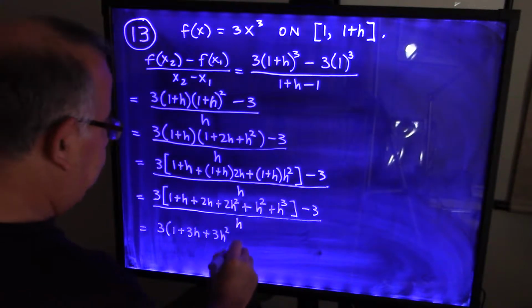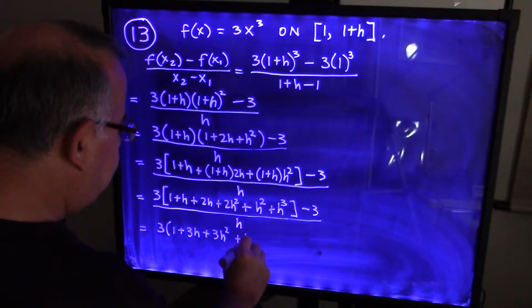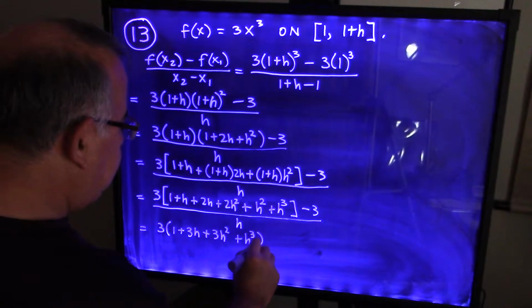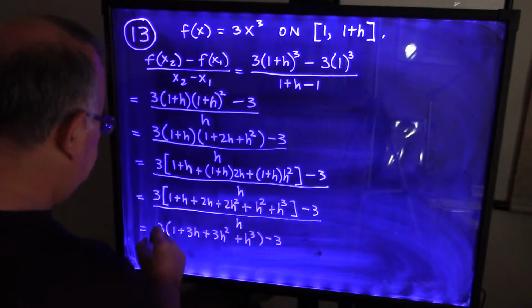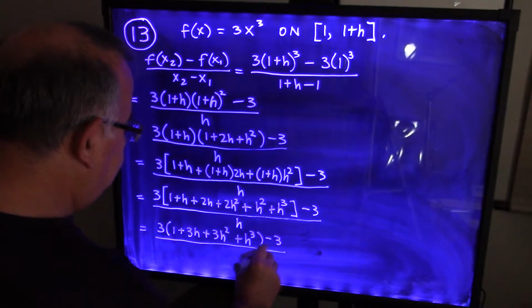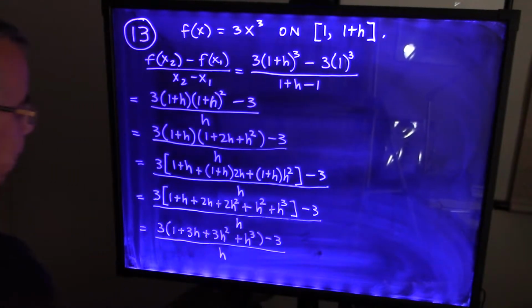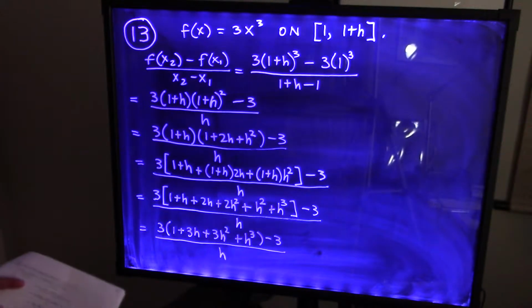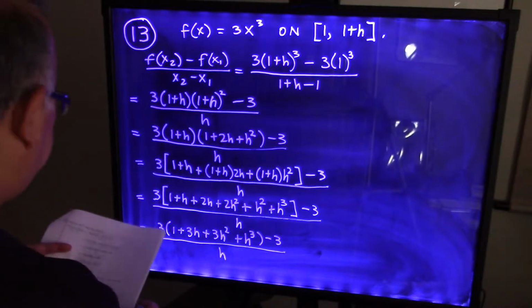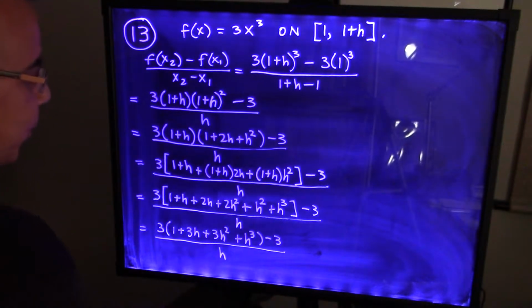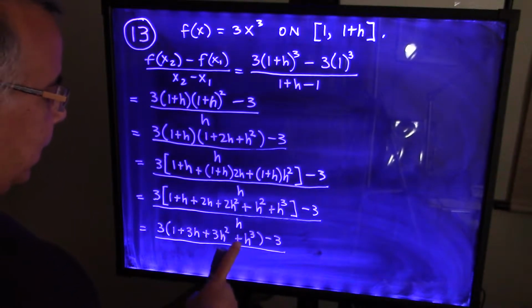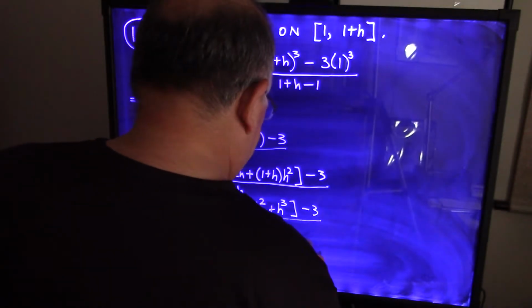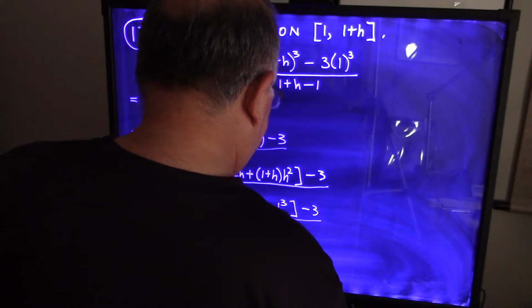And then plus h cubed minus 3, all over h. Okay, so now distribute the 3 through. I'm going to continue it over here, so I don't have to erase anything.